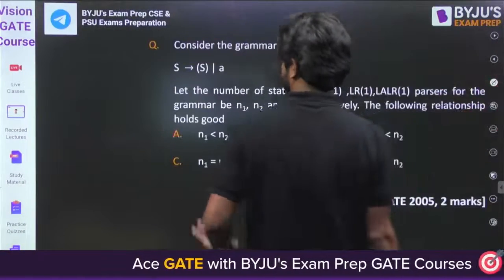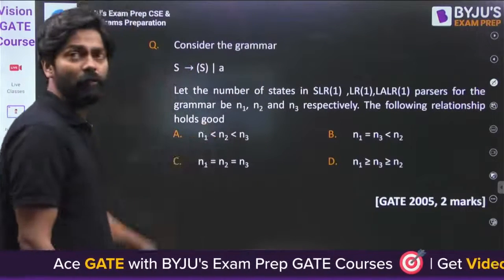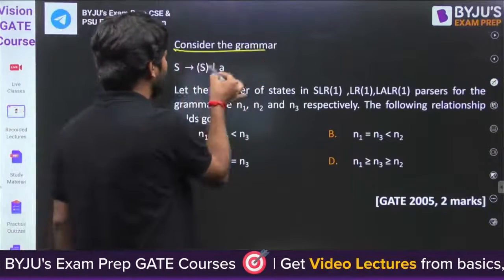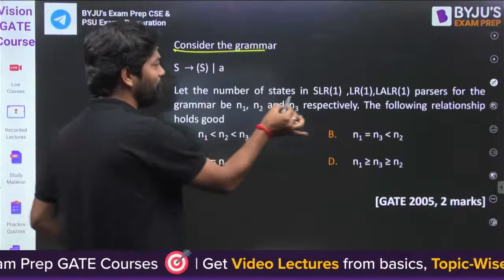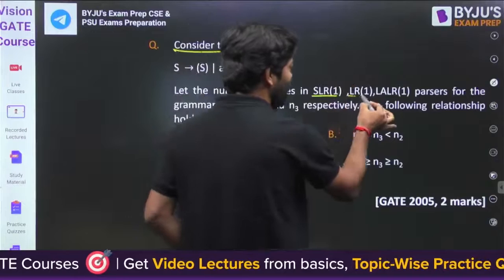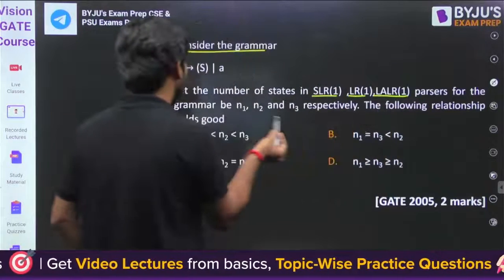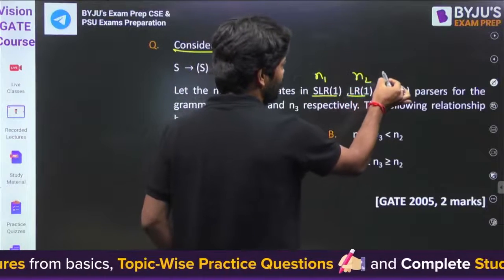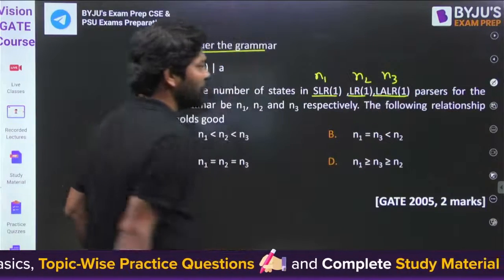Now, my dear friend, see this question. I think you are able to give the answer for this one. Please solve this question. Consider the grammar. They are asking, let the number of states in the SLR1, LR1 and LALR1 parsers for the grammar be N1, N2, N3. This is N1, this is N2, this is N3.